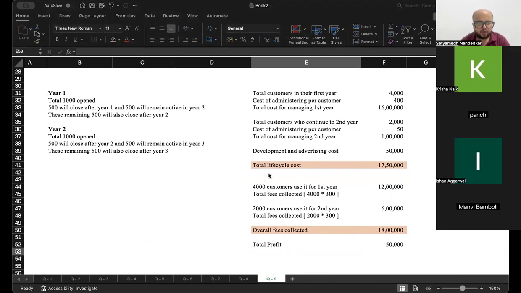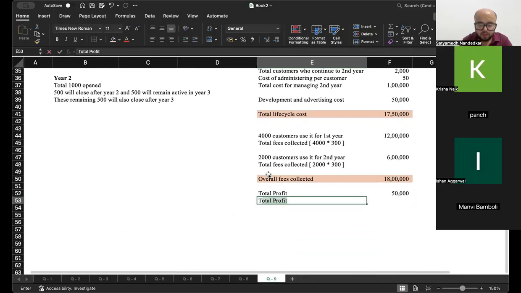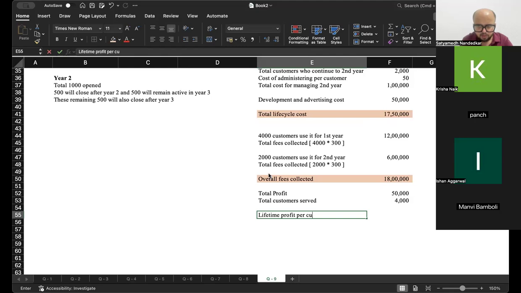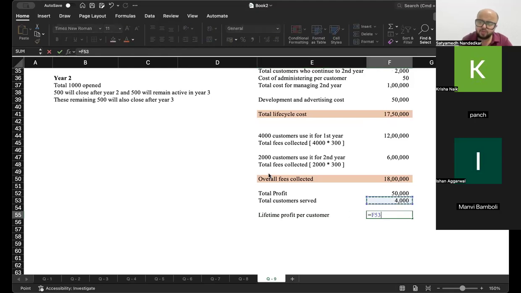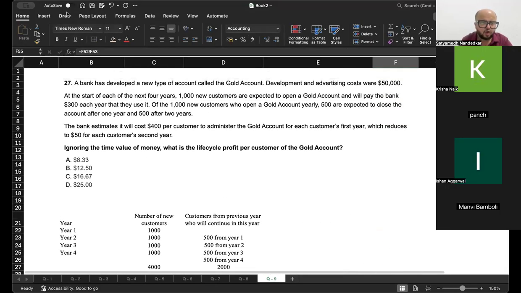And they want you to calculate, ignoring time value of money, the life cycle profit per customer. So you will divide 50,000 by 4,000, because total customers served ever are how much? Total customers served are 4,000. So lifetime profit per customer should be 5,000 upon 4,000. That is 12.5, which is option B.